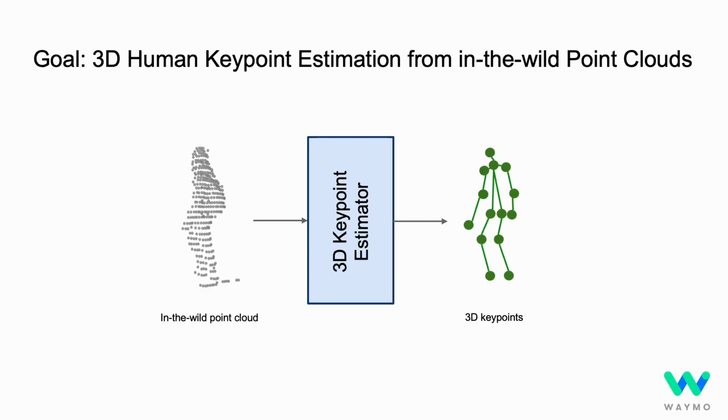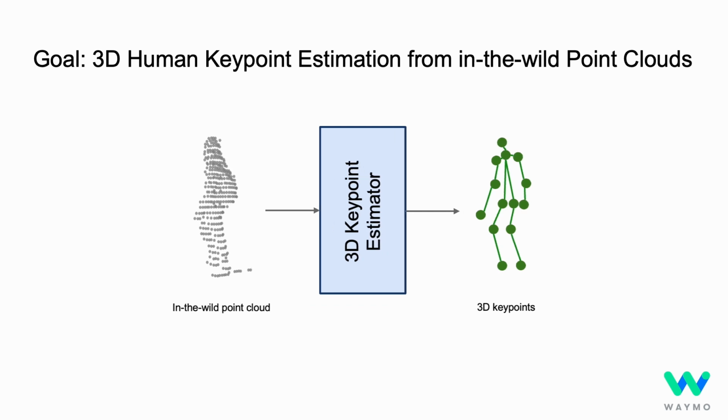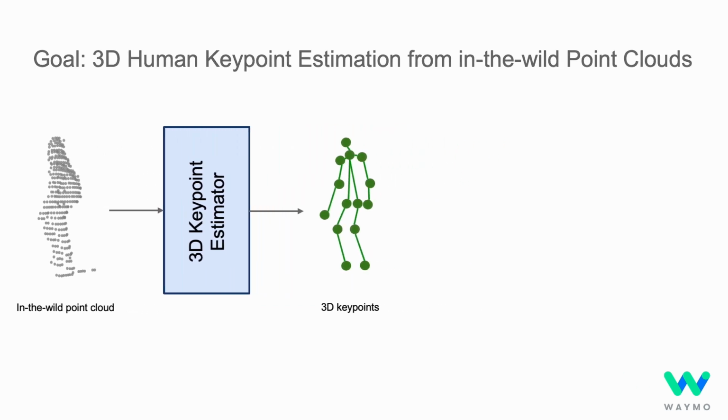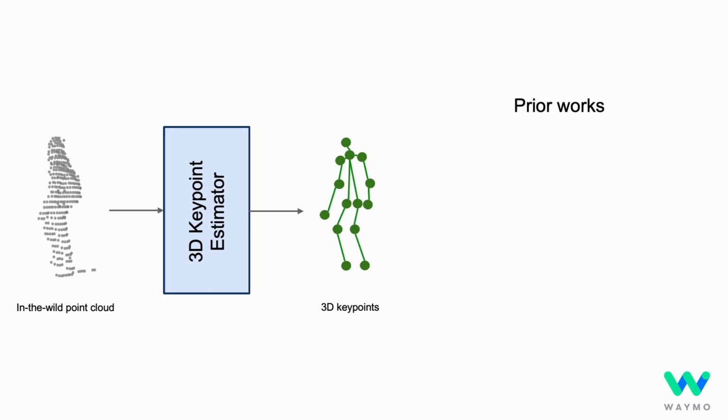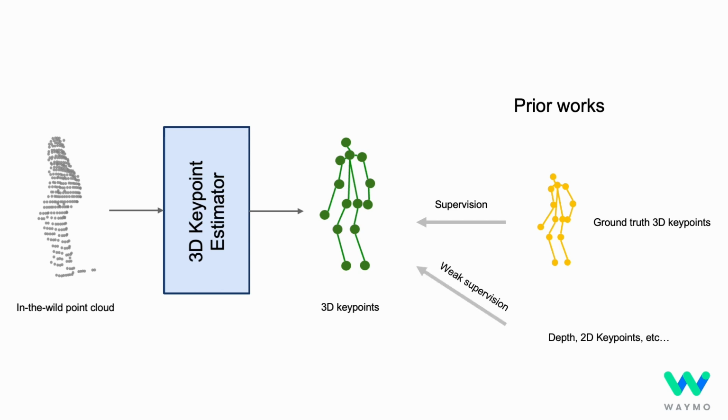In this work, we consider the challenging task of 3D human key point estimation from in-the-wild point clouds. Training a 3D key point detector in a supervised manner requires large volumes of high-quality labels, which is expensive to obtain. For this reason, previous research has mainly focused on utilizing different kinds of weak supervision. However, prior works have largely overlooked the valuable information present in the large amounts of unlabeled sensor data.